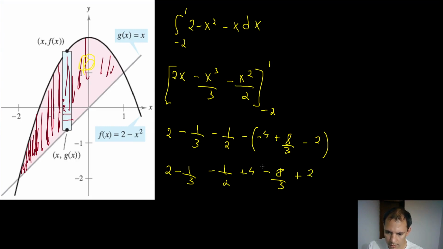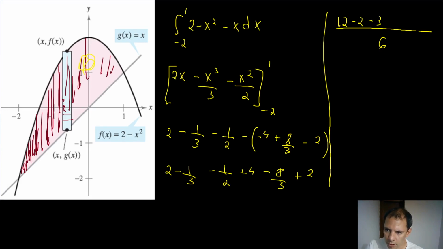Okay, so let's see in here. I'm going to take the minimum common denominator again of all this, which is going to be 6. So it'll be 12 minus 2 minus 3. And then you have plus 24 minus 16, right? 6, yeah, and it'll be plus 12.